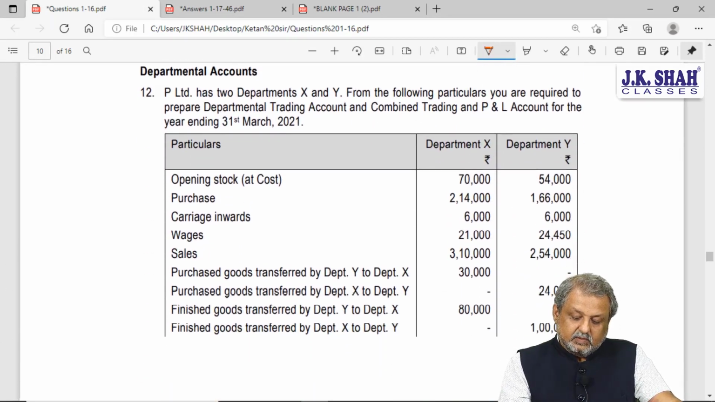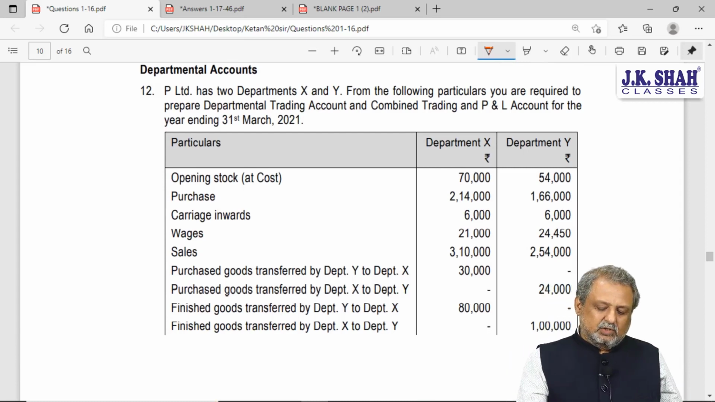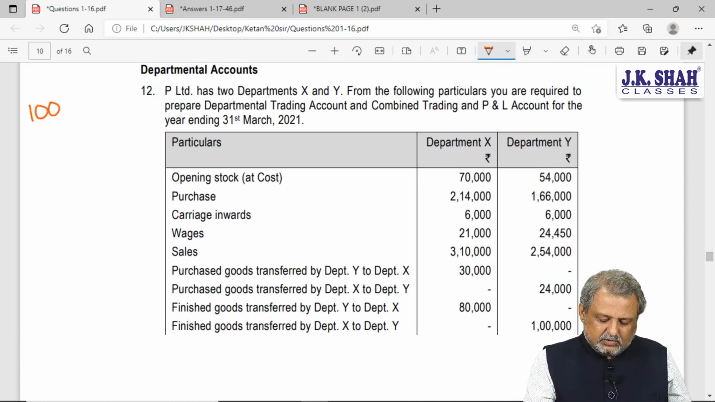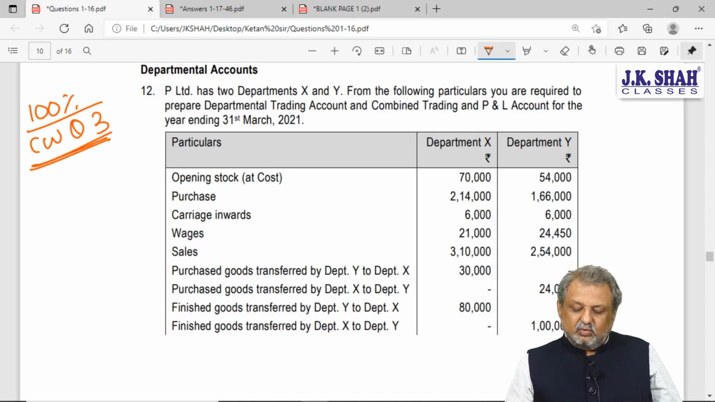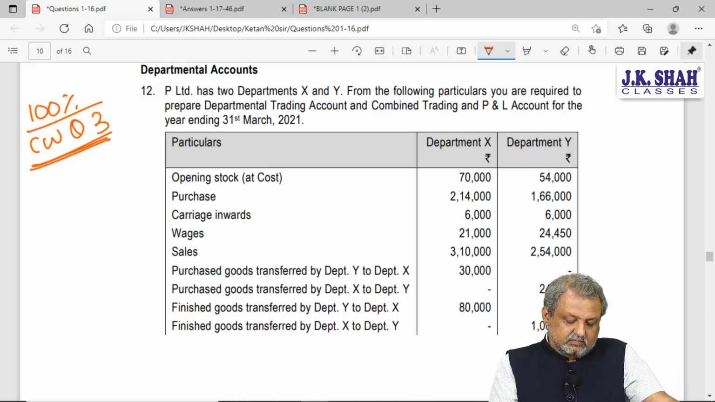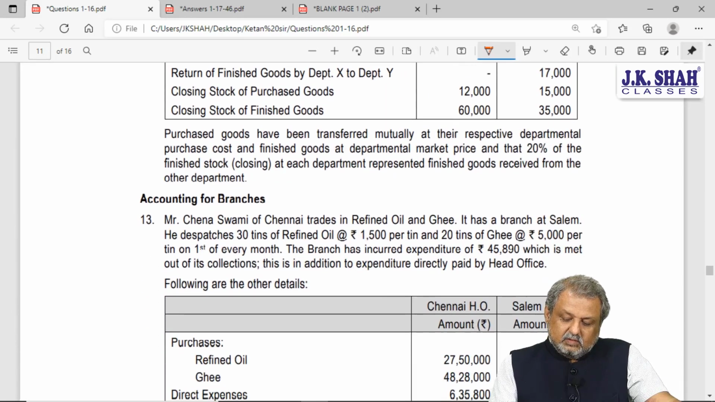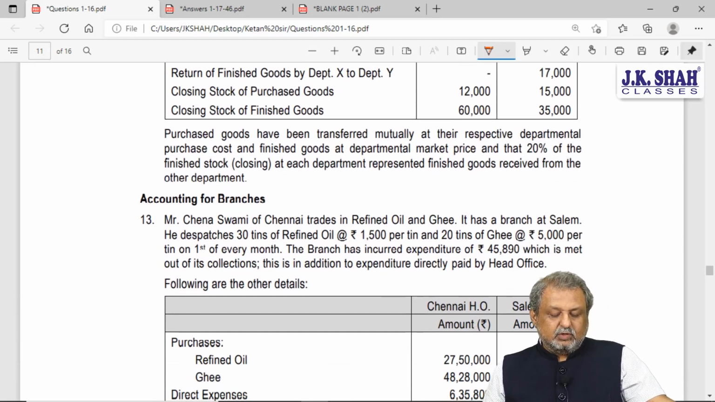Then departmental account, actually this is 100% same as classwork question number 3. No new point. Absolutely no new point. So there is nothing I have to teach you there. Okay.